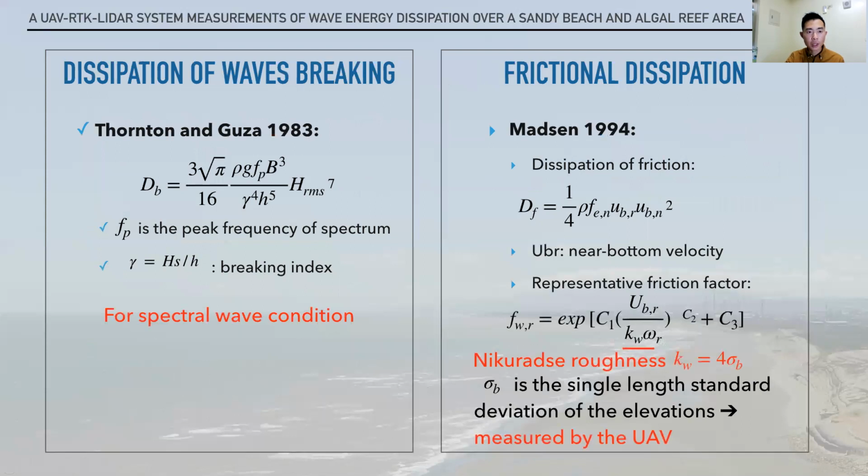Here is the calculation of the wave breaking and the frictional dissipation. Note that the nuclear roughness Kw, we defined as 4 times sigma b. Sigma b is the single-length standard deviation of the elevations. We use the UAV to scan the surface of the algal reef and the sandy beach area to calculate the roughness.